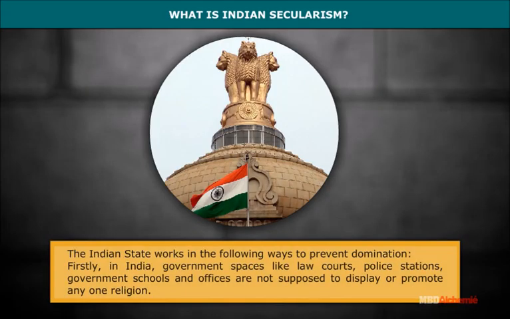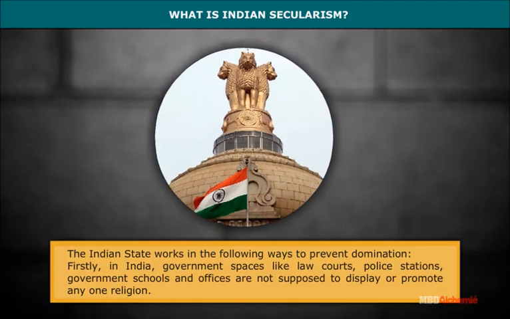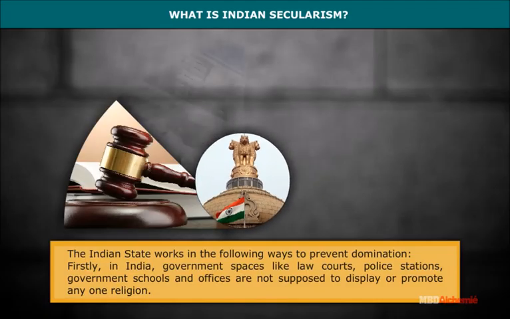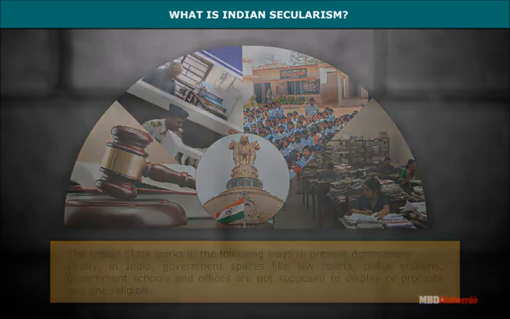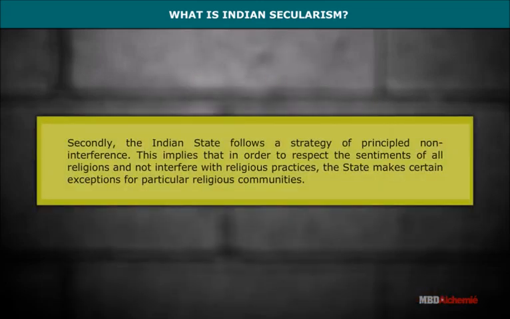The Indian state works in the following ways to prevent domination. Firstly, in India, government spaces like law courts, police stations, government schools and offices are not supposed to display or promote any one religion. Secondly, the Indian state follows a strategy of principled non-interference. This implies that in order to respect the sentiments of all religions and not interfere with religious practices, the state makes certain exceptions for particular religious communities.